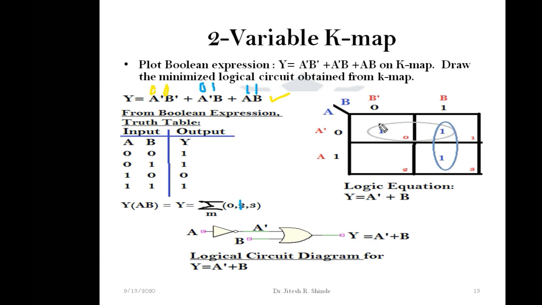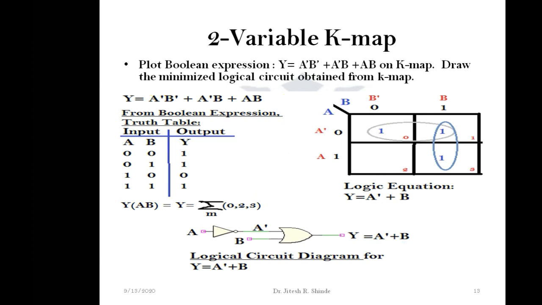For this, what is the common term I am getting? A bar. So A bar comes in the expression. For this blue color group, what is the common term we are getting? B. So what is the equation we are getting finally? A bar plus B. Thus this is the optimized hardware we have realized for the given standard SOP equation. We also found the input pattern from this expression for which the output was equal to 1.